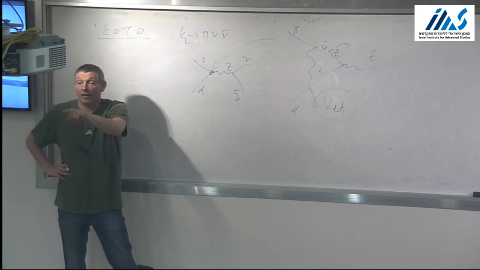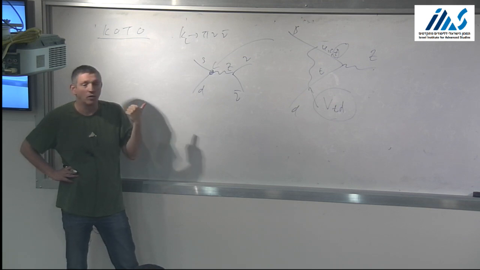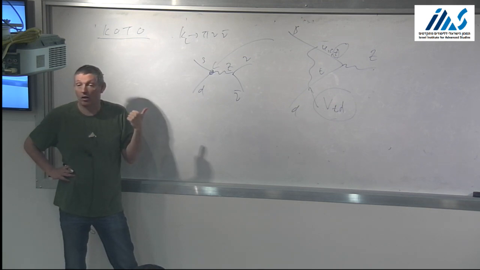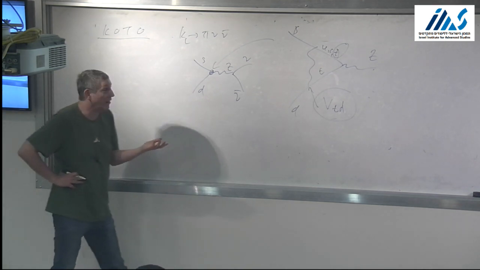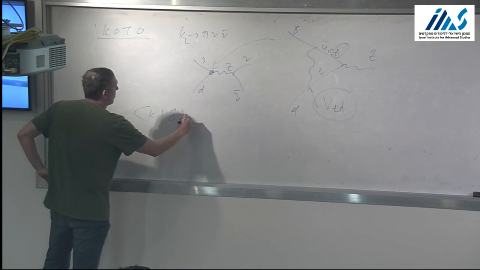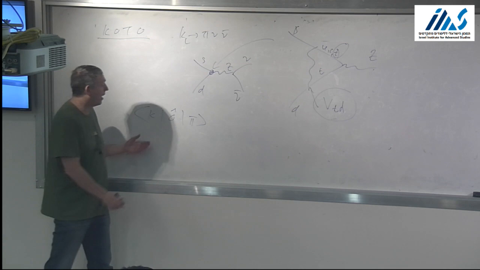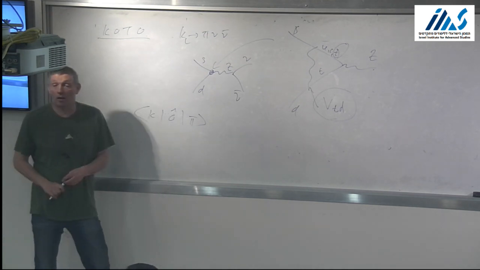But there's still something very important missing here. What do we miss here? What is the other ingredient that we need that I didn't tell you? The form factor, the hadronic matrix element. So I need to know the kaon-to-pion form factor of some operator. Yes? Any idea how I get it? Any idea where I will get it from?